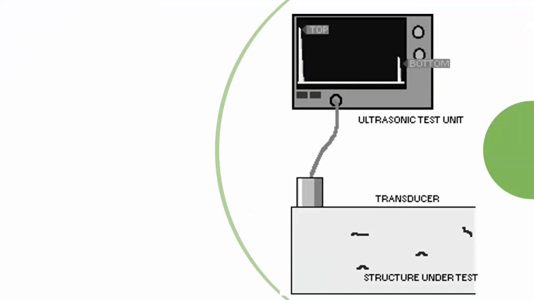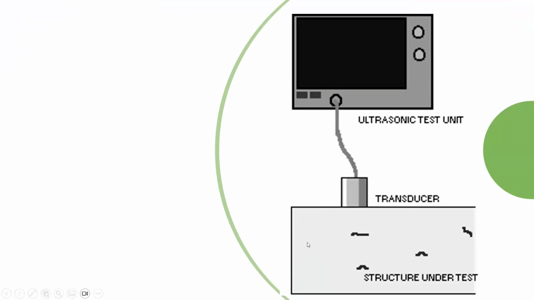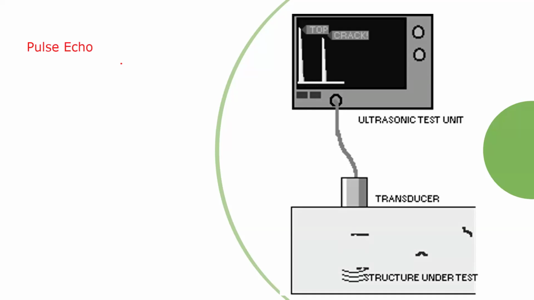What is a pulse echo technique? In a pulse echo method, we send a pulse. Pulse means a small signal, like one wave or less than one wave. We call that a pulse. So what we do, we send a pulse.